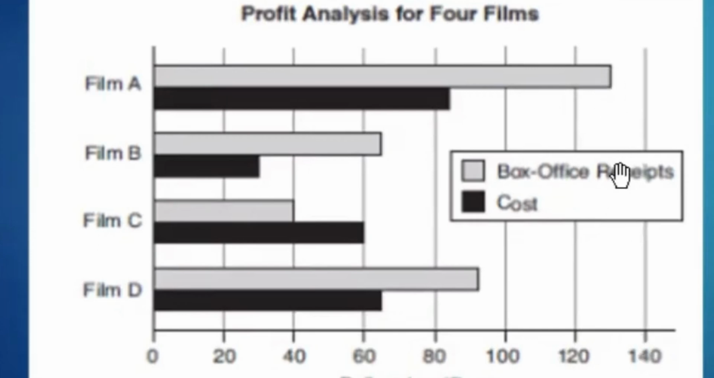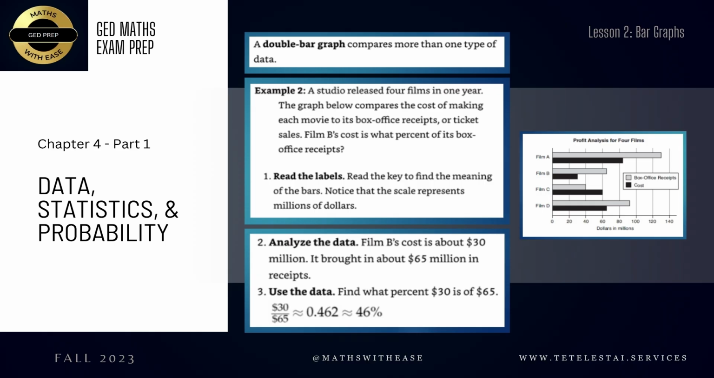And we've looked at this, and in our minds, we've decided that the most accurate number would be maybe 130, since this falls right in between 120 and 140. So back to our question, we've decided that film B cost around 30 million to make, and it brought in 65 million in receipts. So what do we do? We divide 30 by 65, and that would give you this decimal, multiplying that by 100% would give you 46%.